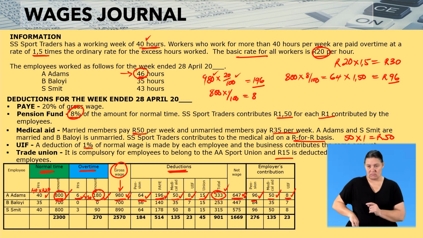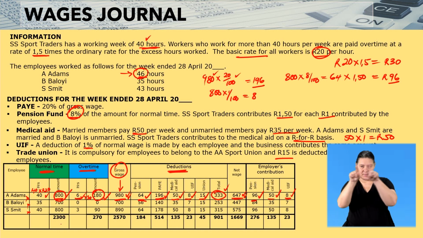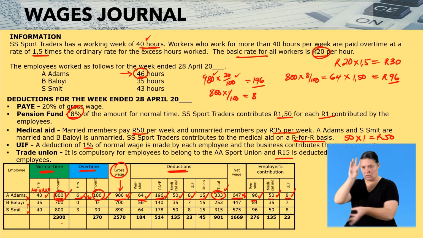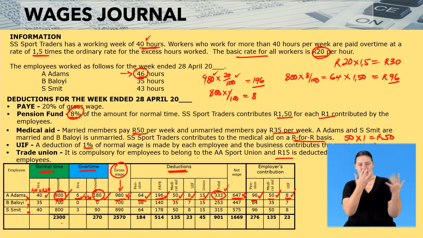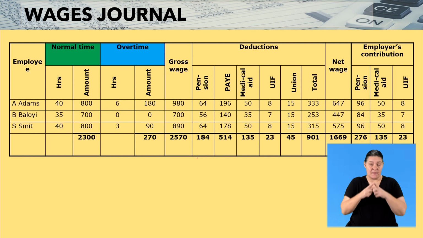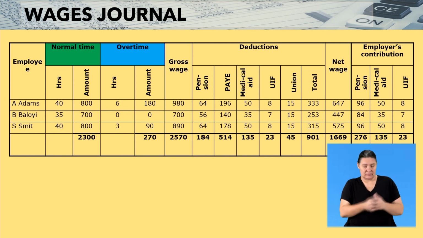So you get to do that for Adams, for Baloyi and Smith, and then you get your totals right at the bottom. Very important, dear learners, that you are able to do these calculations. And when it's completed, this is how it looks.